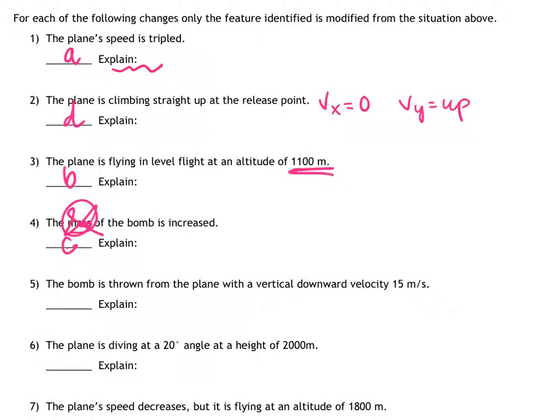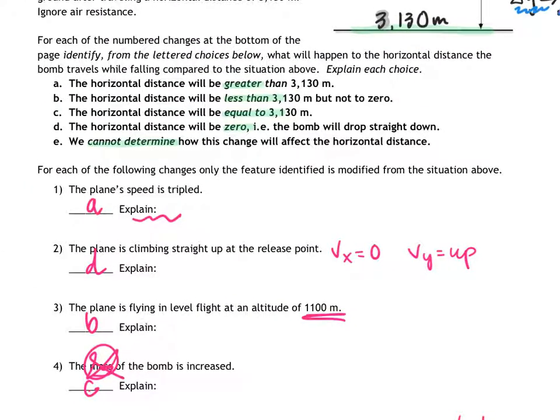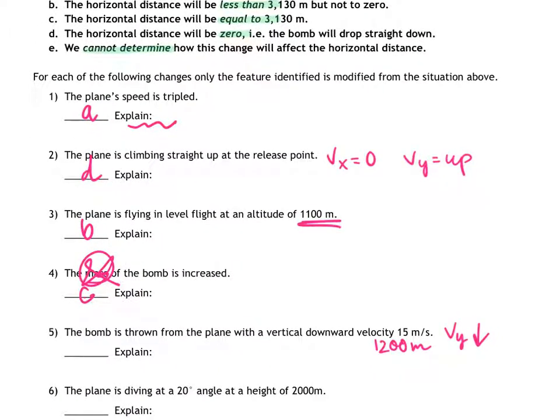The bomb is thrown from the plane with a vertical velocity downward. Well, what's happening in the y direction is that this object is accelerating. Here we have the same height, we're assuming, but we have a greater velocity. Something moving faster can go a greater distance in the same amount of time. So now that object is going to travel that 1,200 meters to the ground in less time. Because there's less time, in the horizontal direction it will not have as much time to go. So this is going to be b, less than.